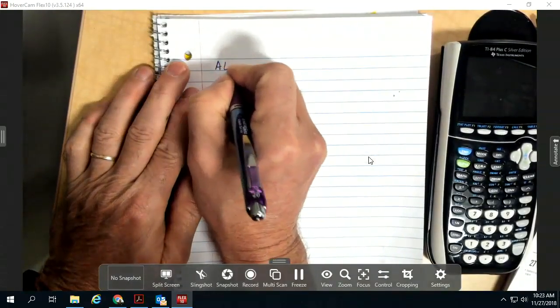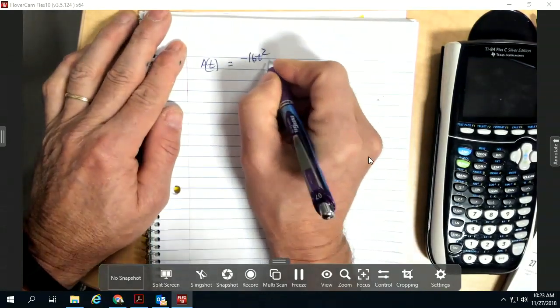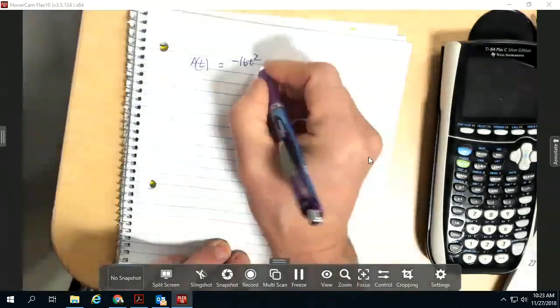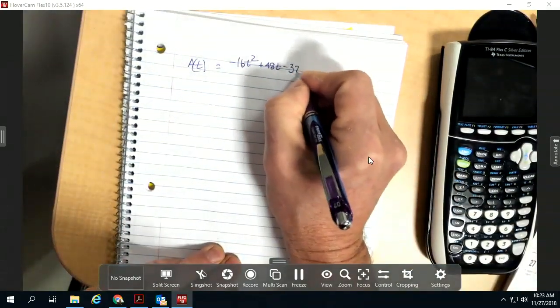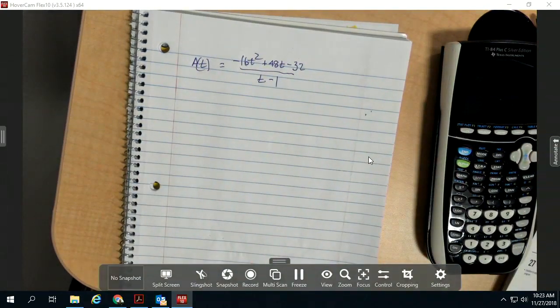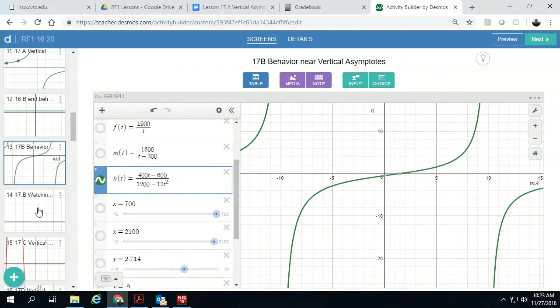There. So we get A of t is negative 16t squared plus 48t minus 32 over t minus 1. Why is that important? Let's graph that function. Instead of following their directions, let's just graph it.